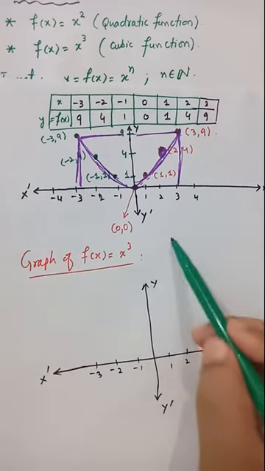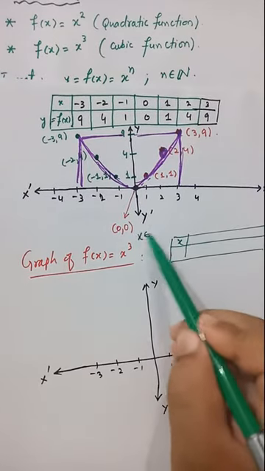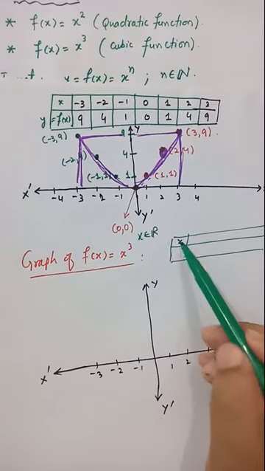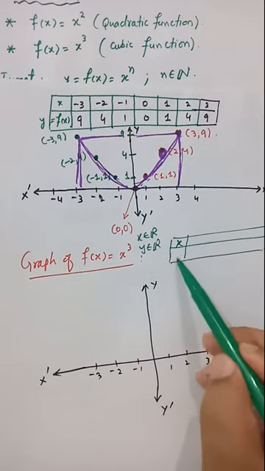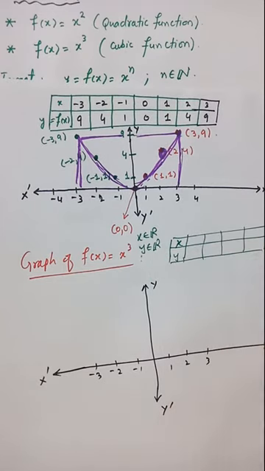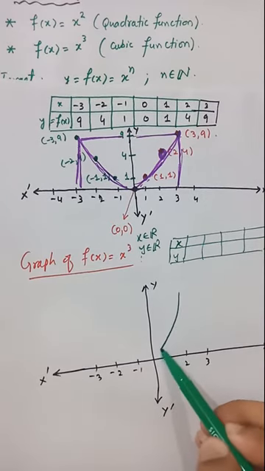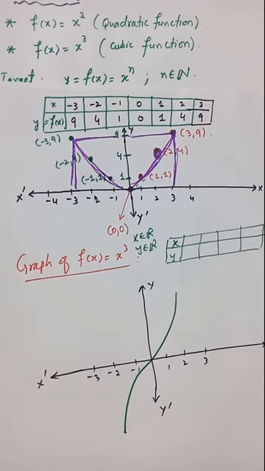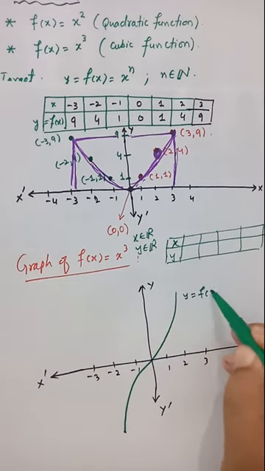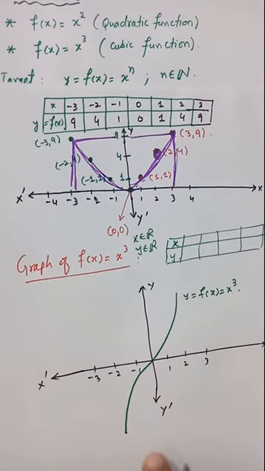You may construct a table. How can you construct a table? You will give x belongs to the set of real numbers, the domain is this, and the range will always be the set of y, which also belongs to R. So you can construct a table, and when you plot those points, you will get the graph in this fashion. I am directly drawing the graph. This is the graph of f of x is equal to x cube. You must remember this shape also.